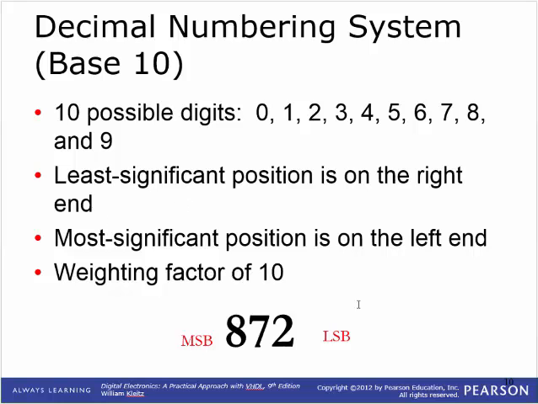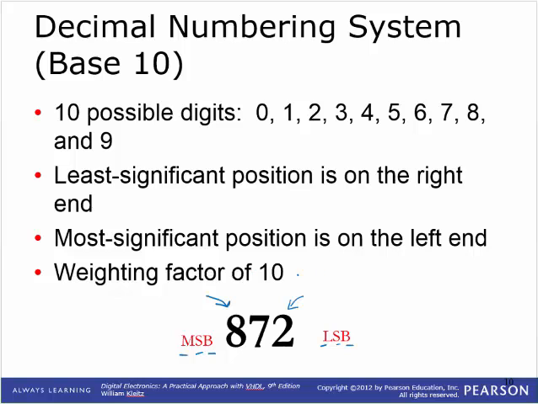A couple of other terminology things. This is the least significant digit. In binary, we'll call it the least significant bit, or LSB, when we're in binary. And this one is the most significant digit. If we were in binary, it would be the most significant bit. But right now we are still in decimal. So that's least significant. This one is most significant.